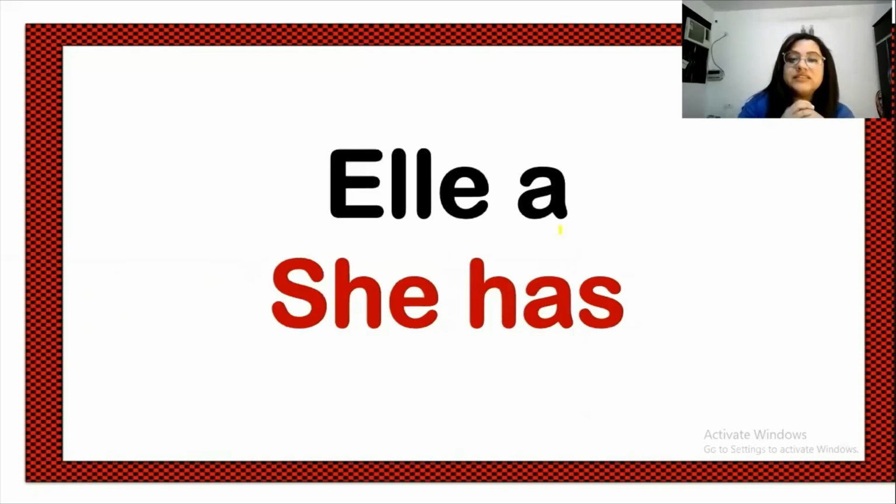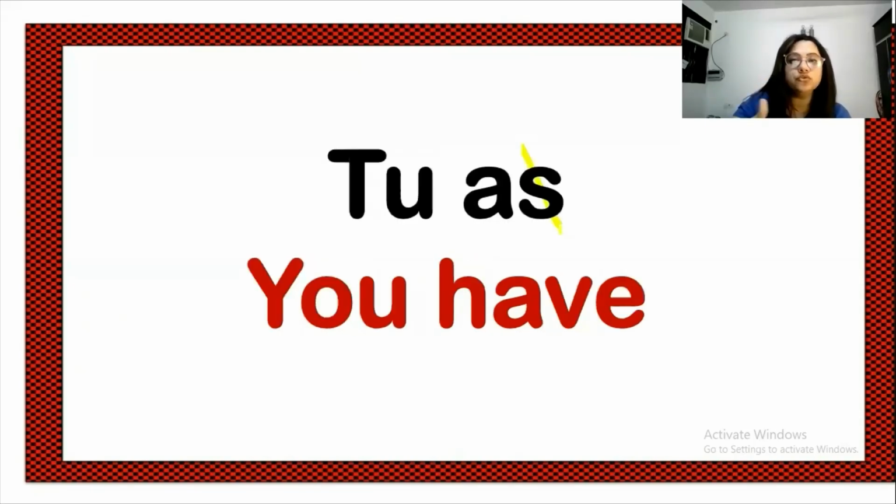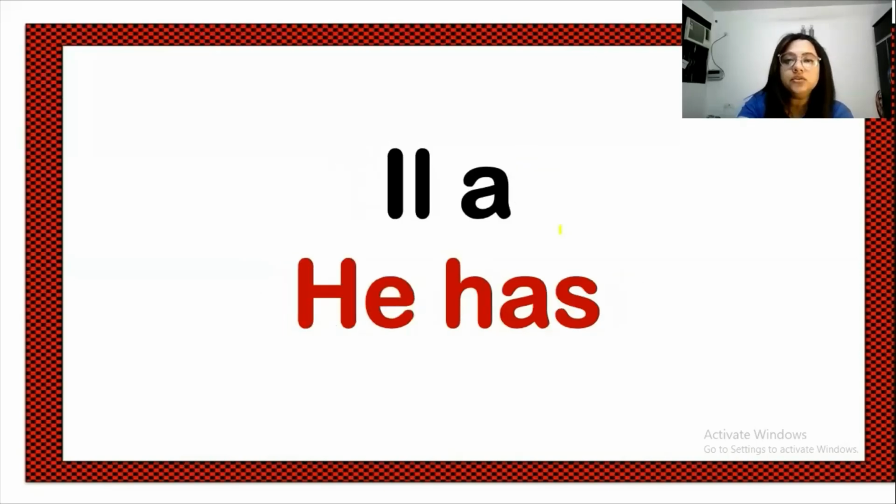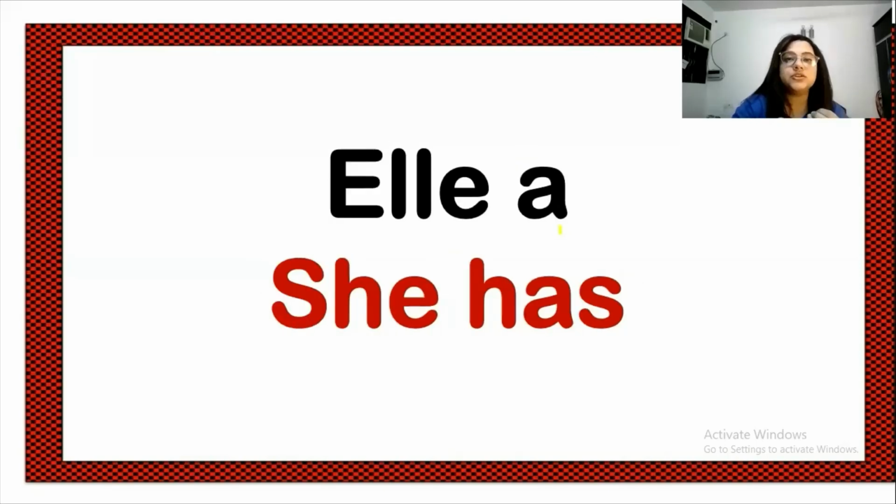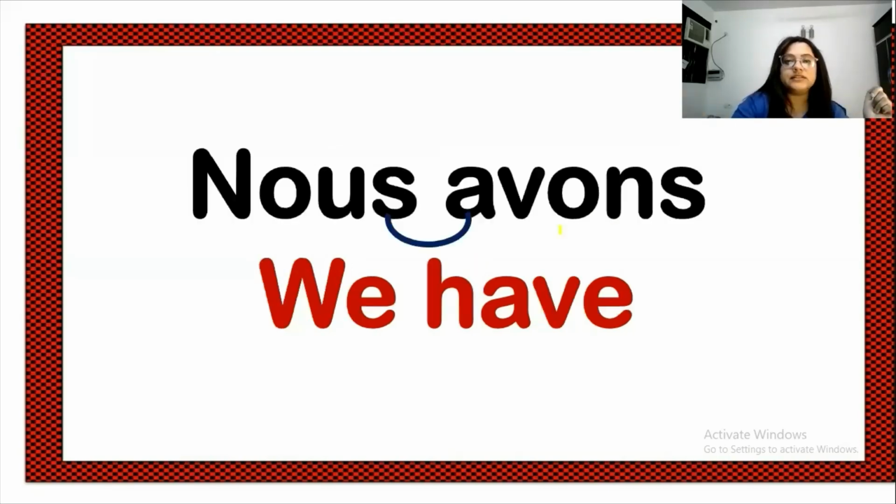The next you have is elle a. Elle a, which means she has. A. So basically with tu, il and elle, the pronunciation is going to be a. Tu as, il a, elle a. Simple. Let's move on to the next sujet.